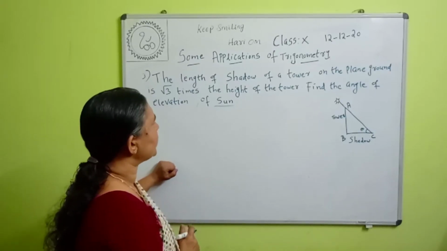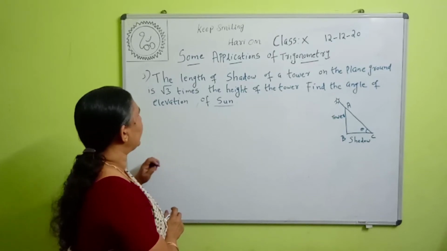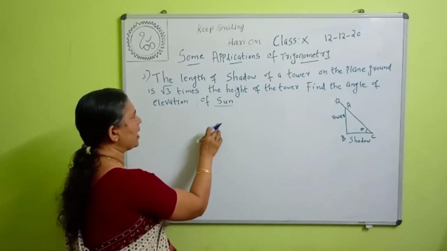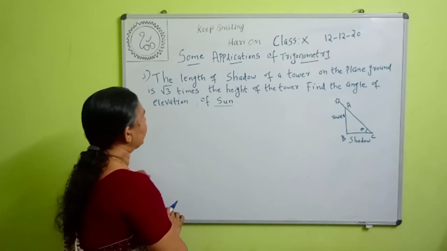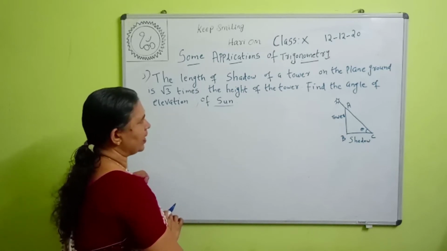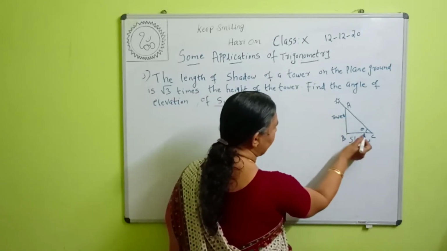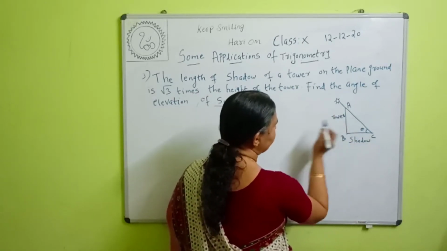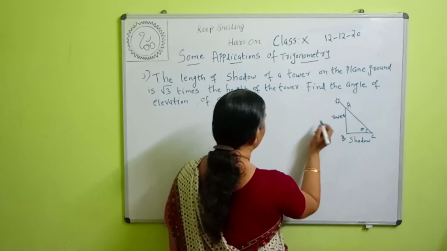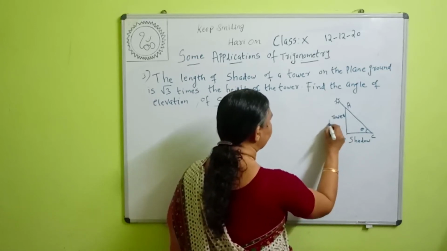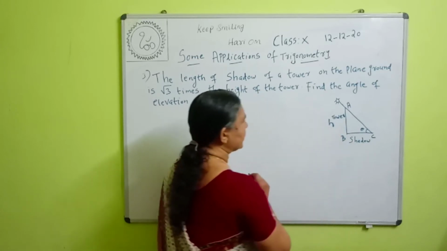The length of shadow of a tower on the plain ground is root 3 times the height of the tower. Find the angle of elevation of sun. Here the sun is here, and find the angle of elevation means this angle. This is the angle of elevation. Here, let h be the height of the tower.